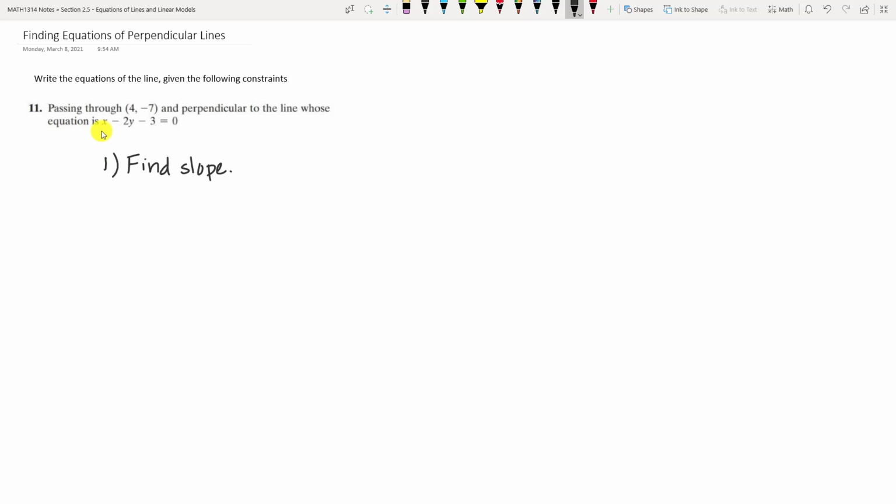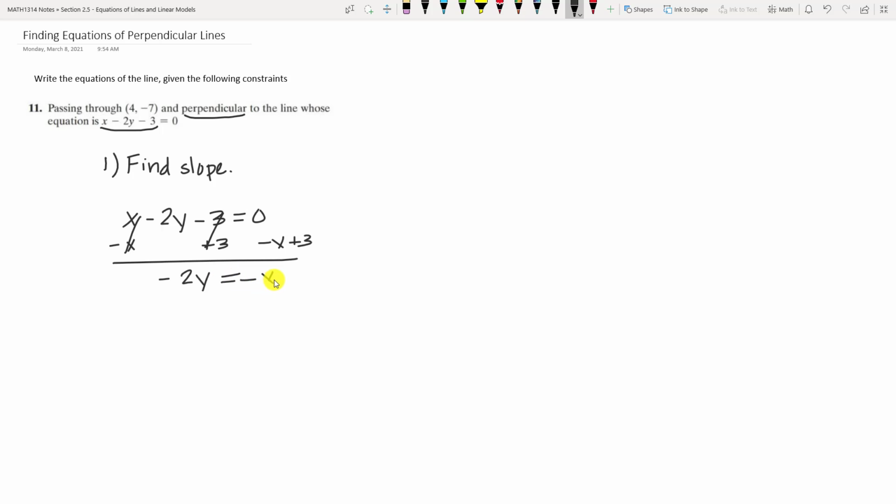And the way we do that is we find the slope of this line and then find out what slope is perpendicular to it. So first we need to write that equation in slope-intercept form so we can find the slope. We're going to subtract x from both sides and add 3 to both sides. We cancel those two things out and we have -2y equals -x plus 3. And so we divide both sides by -2.